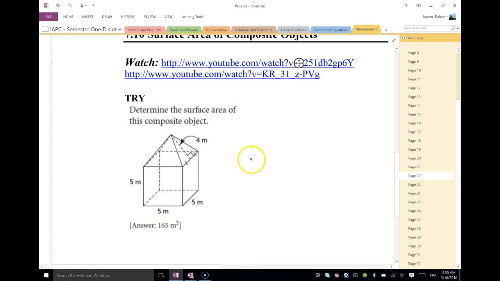If you did this using a formula, you might say, okay, well, let's find the area of this pyramid, this triangular pyramid. I guess it's a square pyramid. And then you would add the surface area of this cube, and then you'd have to take away the fact that there is some overlap where the two shapes touch each other. I don't like that method.